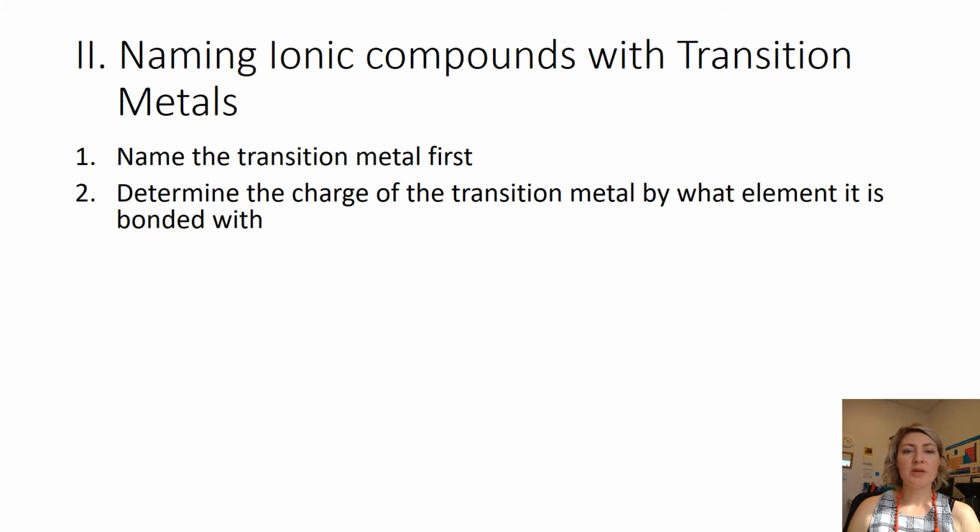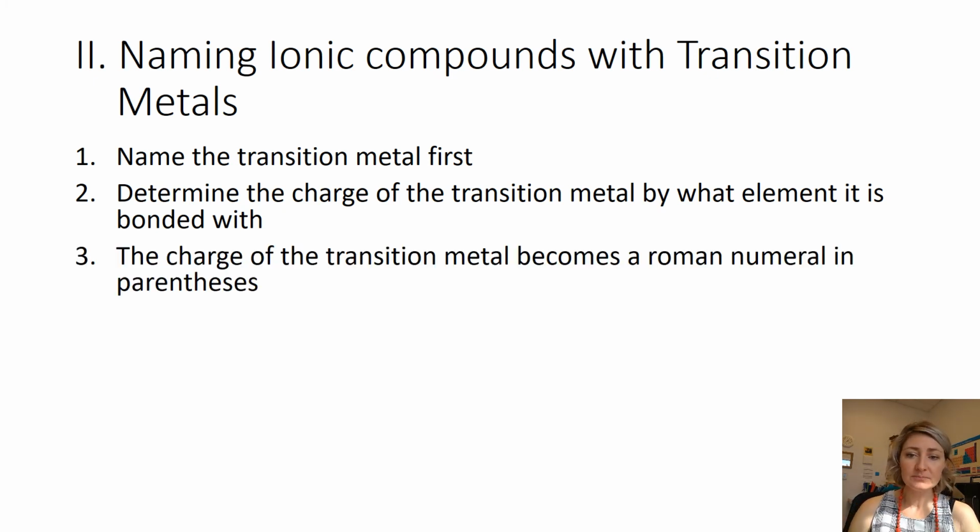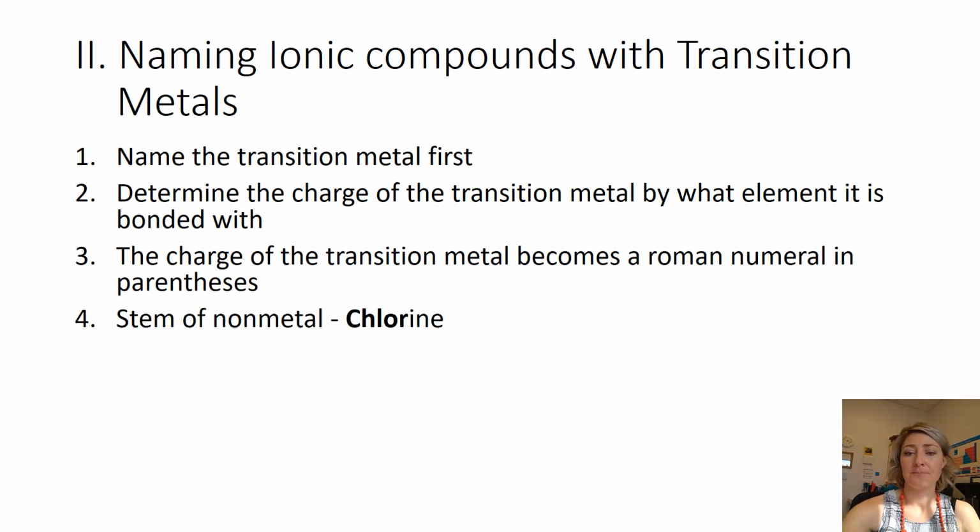You will have to determine the charge of the transition metal, and to do this, really the best way is to look at what element it's bonded with, determine that charge and how many you have. So you're going to have to use some math for that, but it's pretty minimal. The charge of your transition metal, whether it's a +1 or 2 or 3, is going to become a Roman numeral in parentheses, and it's going to come right after the name of the metal.